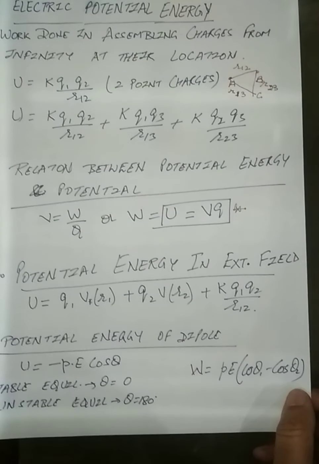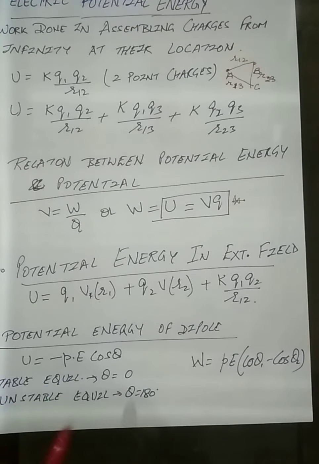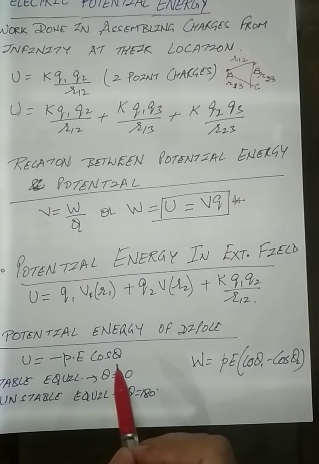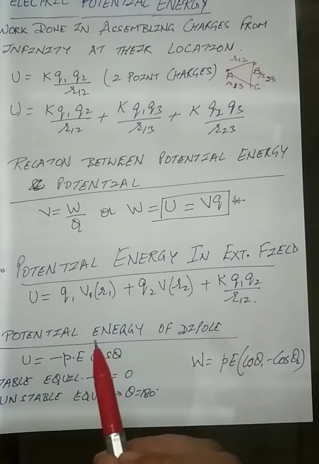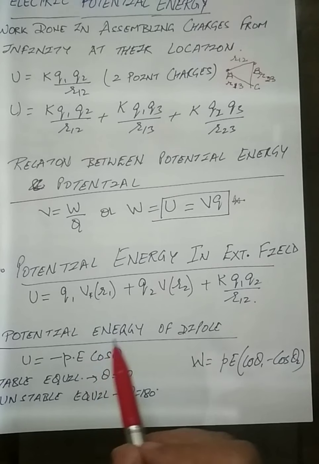The next, again, which is important for the 3 markers, is the potential energy due to a dipole. So if the dipole is placed in an electric field, what will be the potential energy? It will be minus PE cos theta. Children, you should learn it. All these formulas should be on your tips. It's minus PE cos theta.